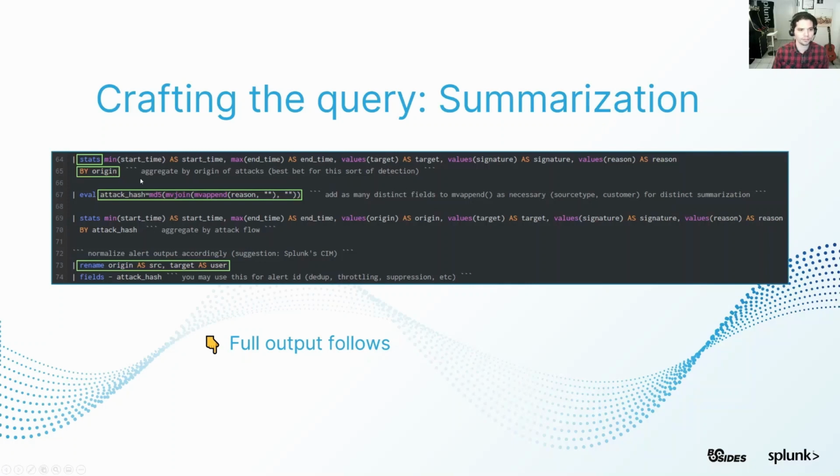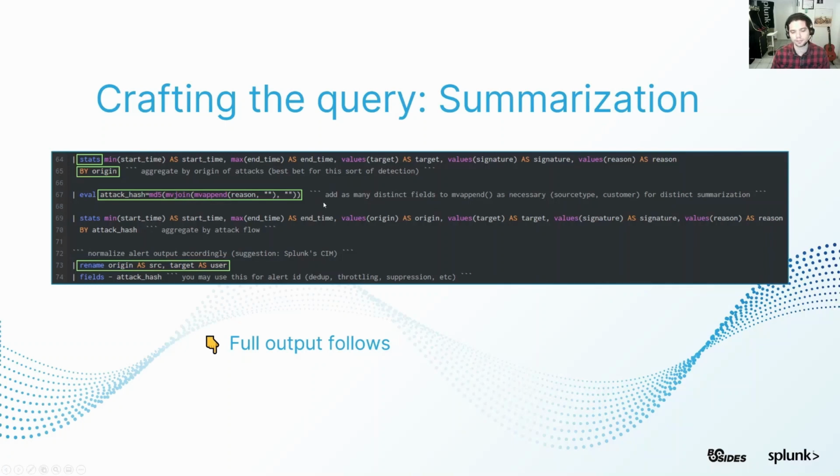So I'm aggregating here by origin, which is the best bet for most detections; it's always a good idea to aggregate by origin. After that, I basically calculate a hash of the attack, right? This would be basically the distinct scenarios that I need to investigate as an analyst. And since I collect all the information in the reason field, that's the only thing that I need to focus on in order to hash or to uniquely identify this attack flow, right?